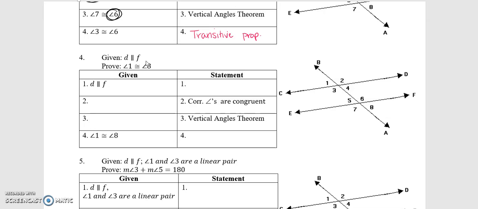Go ahead and try this next proof on your own. At least you know what should go first. And then it's telling you corresponding angles are congruent. So I'll tell you, you're going to do corresponding to angle 1. What corresponds to angle 1? And then vertical, what is vertical to angle 5? That's a little hint there.